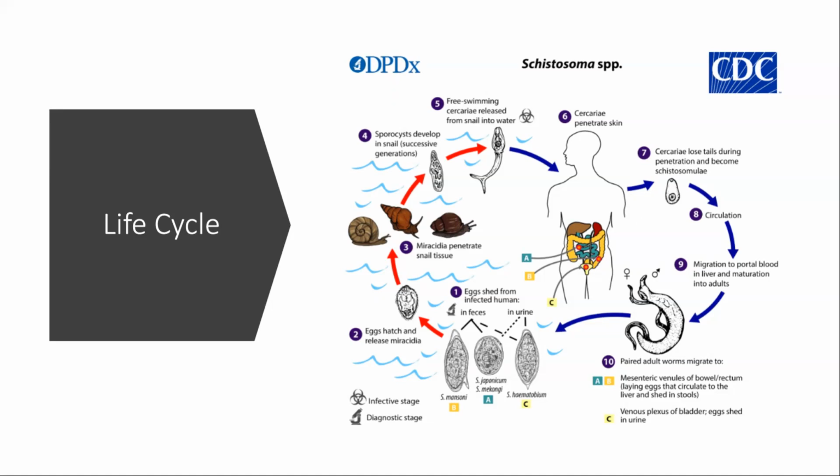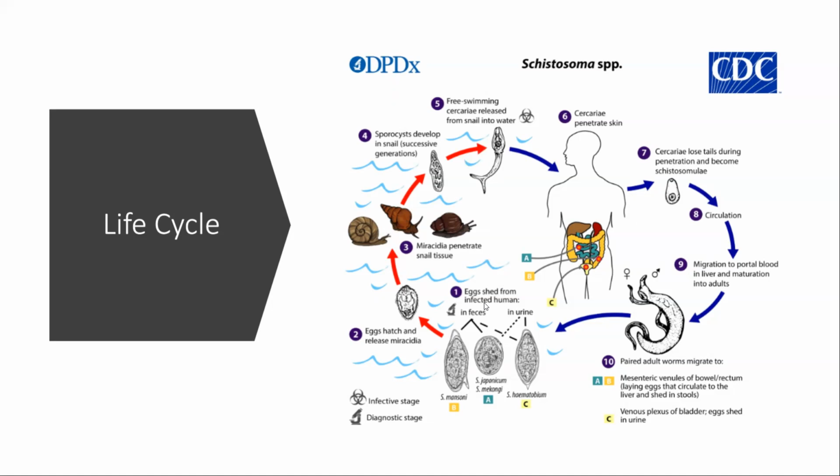Once they're developed enough, well, they develop inside the snail. Once they're developed, they're going to be released into the water as cercariae, which we see right here. So this is the development, and then these are the cercariae right here. This is what it's going to look like.